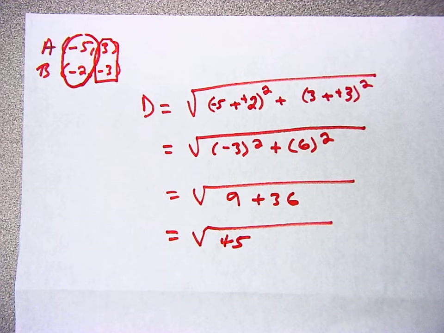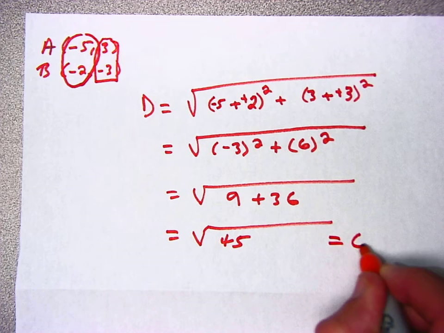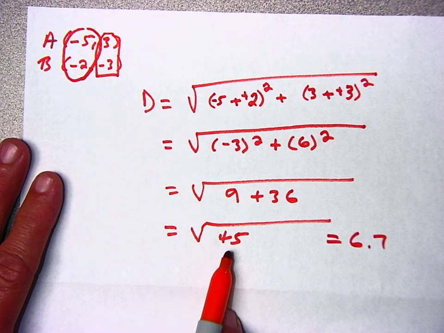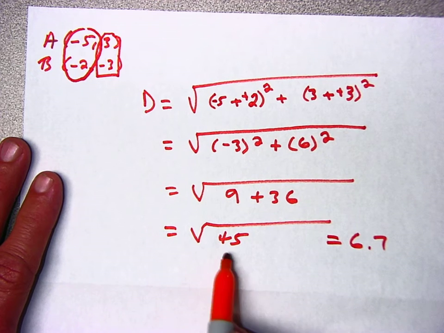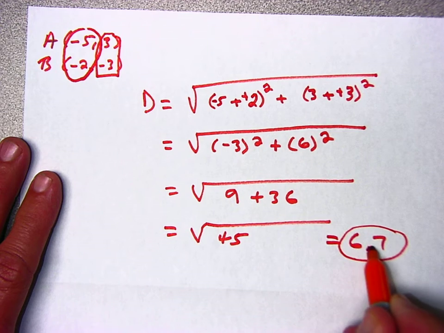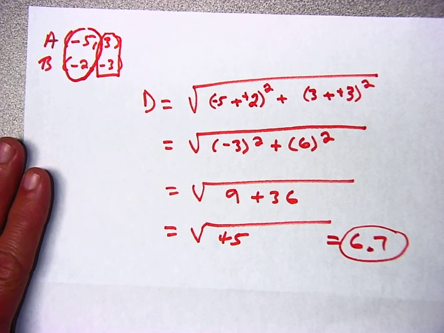Using your calculator, if you know where the square root button is, type in the square root of 45, and your answer is 6.7. Which makes sense, because think about it: 6 times 6 is 36, and 7 times 7 is 49. This answer is pretty close to 49, so that's why it's a decimal pretty close to 7. So 6.7 is your answer.